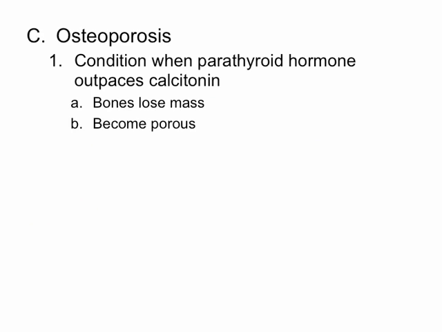Osteoporosis is something that we're going to just take a real quick look at. This is a condition when the parathyroid hormone outpaces calcitonin. So we're going to have more breakdown than we are deposition of bone. We're going to lose bone mass as a result, and the bones actually become brittle and very, very porous.